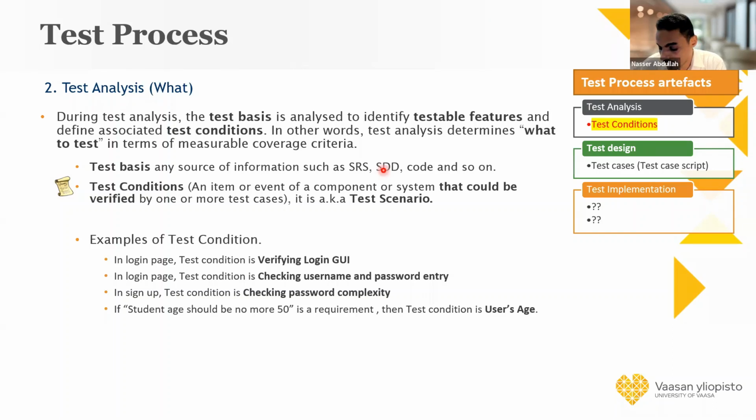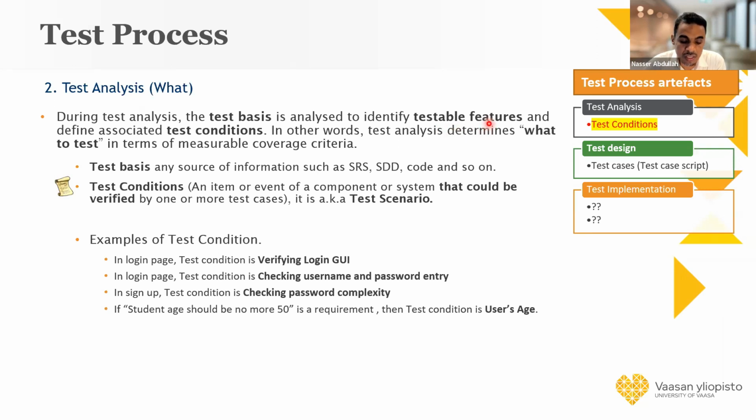So let's now move to the next step, or next activity, of the test process, which is test analysis. In test analysis, we identify the testable features and define the test conditions. So what do we mean by testable features?